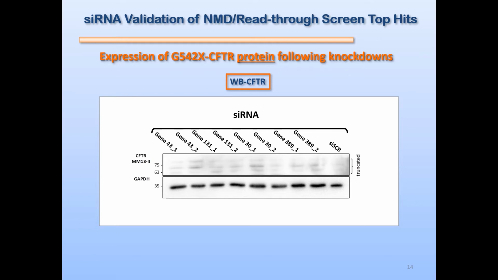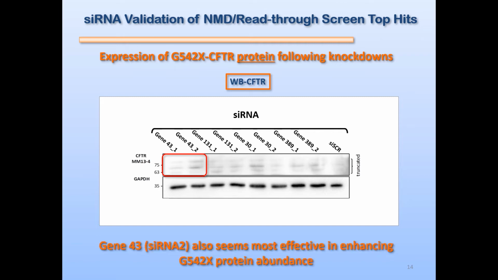And what we can observe here is that some of the genes, if not all of them, when knocked down, increase the levels of truncated protein versus the siRNA for scramble, the negative control, which is on the far right lane on this image. Especially gene 43, which had an effect at the level of messenger RNA, is also confirmed by Western blot to have an effect in increasing the levels of truncated protein, in particular with the second siRNA.